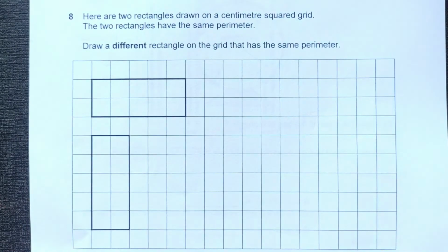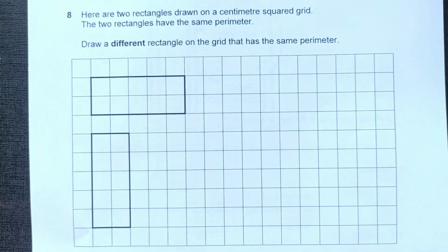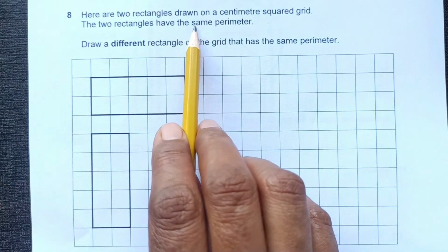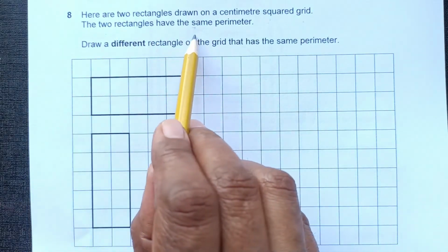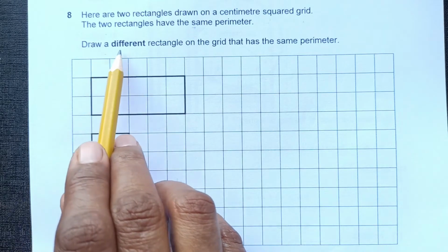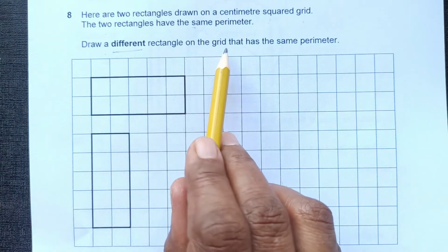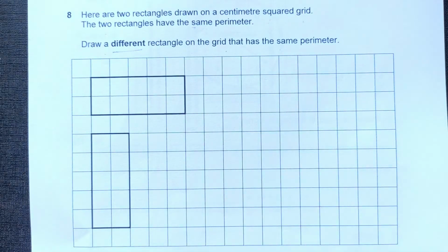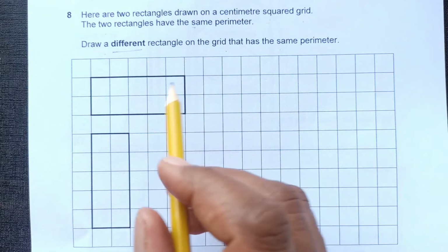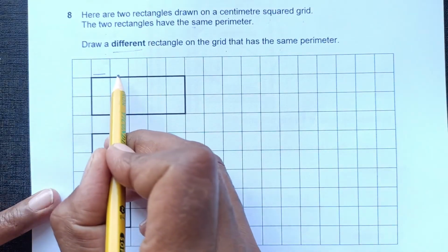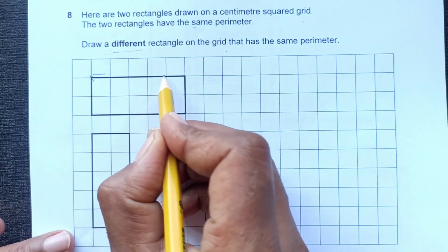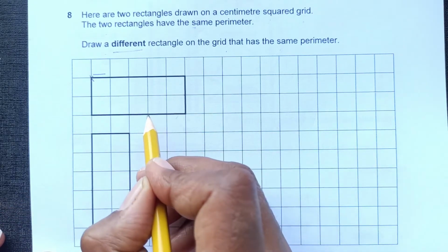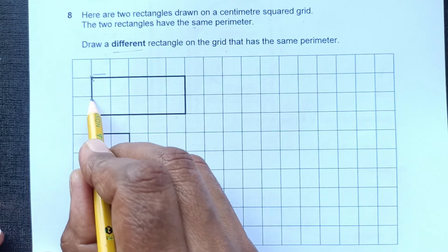Now number 8. Here are 2 rectangles drawn on a centimeter squared grid. The 2 rectangles have the same perimeter. Draw a different rectangle on the grid that has the same perimeter. So first of all, we need to know the perimeter here. Perimeter is the sum of all the sides. We start from here. 1, 2, 3, 4, 5, 6, 7, 8, 9, 10, 11, 12, 13 and 14.